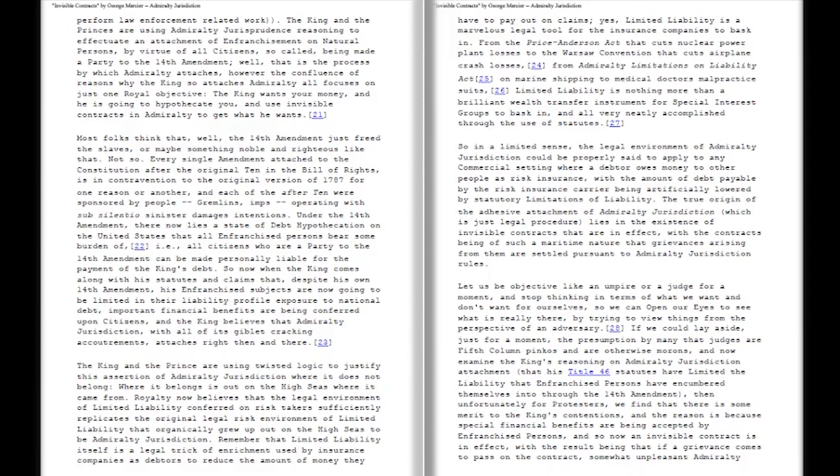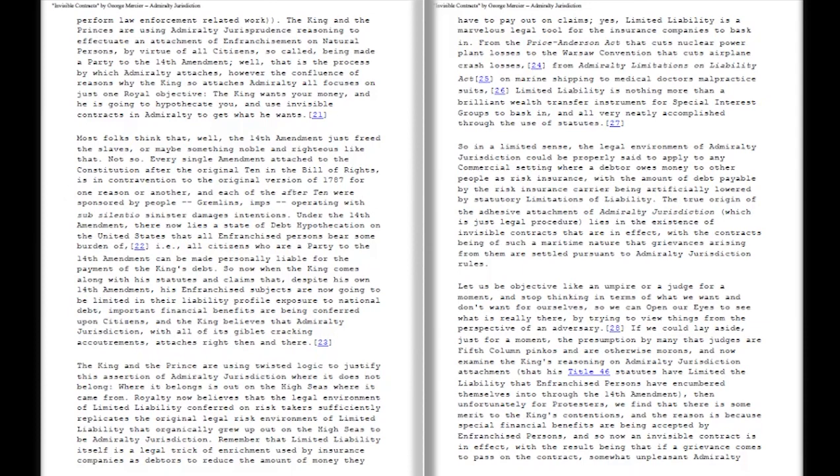From the Price-Anderson Act that cuts nuclear power plant losses to the Warsaw Convention that cuts airplane crash losses. 24. From Admiralty limitations on liability Act 25 on marine shipping to medical doctors malpractice suits 26 limited liability is nothing more than a brilliant wealth transfer instrument for special interest groups to bask in, and all very neatly accomplished through the use of statutes 27. So in a limited sense, the legal environment of admiralty jurisdiction could be properly said to apply to any commercial setting where a debtor owes money to other people as risk insurance, with the amount of debt payable by the risk insurance carrier being artificially lowered by statutory limitations of liability.